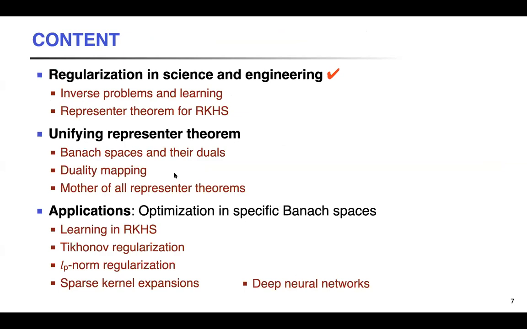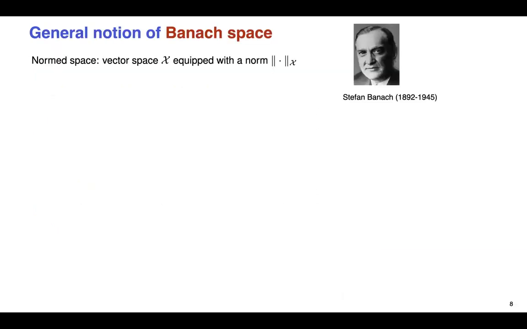Okay, so that brings me now to the content of my presentation. I just gave you the introduction here. I want to tell you about the mother of all representer theorems, at least some of them. Maybe Vincent will have some more. And I'll talk about applications, optimization in specific Banach spaces. And also, interestingly, I end up with a connection to deep neural networks. So that shows you that this mathematics is not only relevant for old style, you would say classical machine learning, but also modern machine learning using deep neural networks.